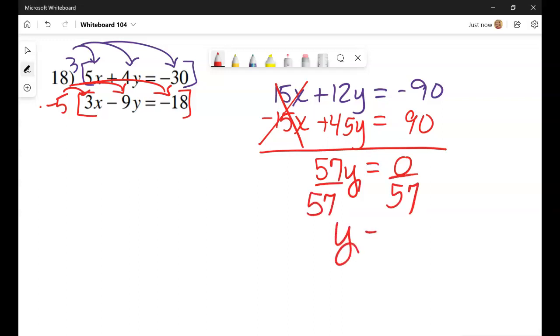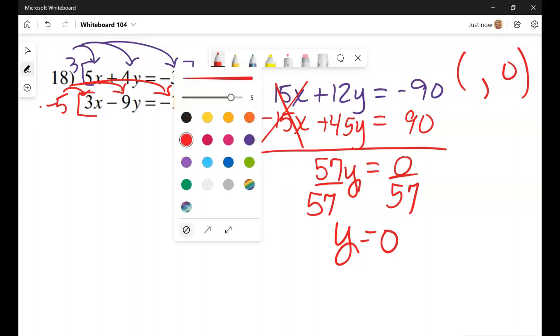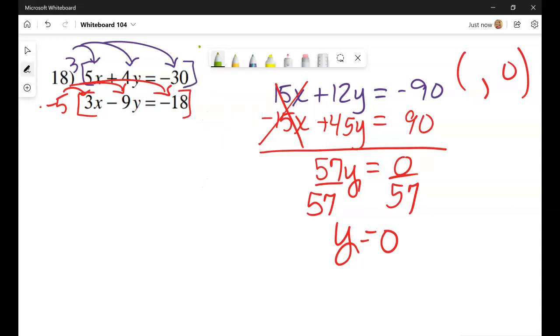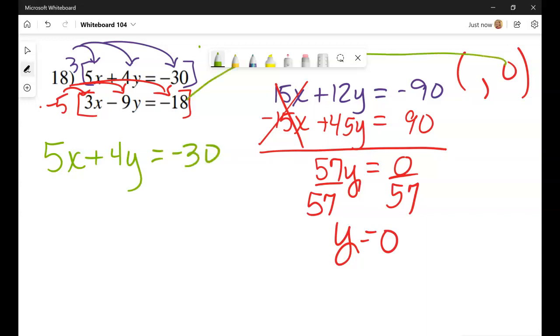And what do we get for the y value? 0. Honestly, it makes the rest of the problem a lot easier because now we've got to go back and we've got to find x. So we're going to use one of the original equations right here. And since y is 0, I'm going to put that 0 in place of y. So it's 5x plus 4 times 0 equals negative 30.